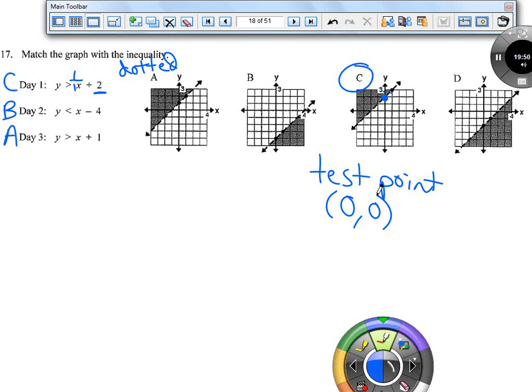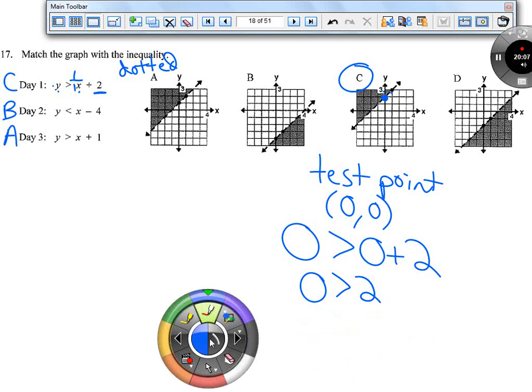So plug 0, 0 into the original inequality. If I do that, I put a 0 here and a 0 here. So that would be 0 is greater than 0 plus 2. So 0 is greater than 2. Is that true? 0 bigger than 2? No, that's false. So that means that 0, 0 as a test point doesn't work. So I don't shade the side that has that in it. So then I shade the other side of the boundary line.